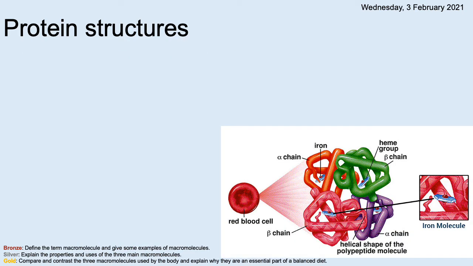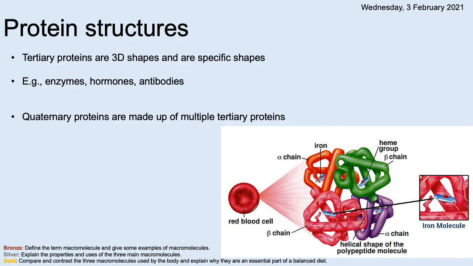Okay, so you also have tertiary and quaternary proteins. Tertiary proteins are 3D shapes and they are specific for their function. These include things like enzymes, hormones and antibodies, and quaternary proteins are made up of multiple tertiary proteins which are bonded together, such as hemoglobin, which is found in red blood cells.